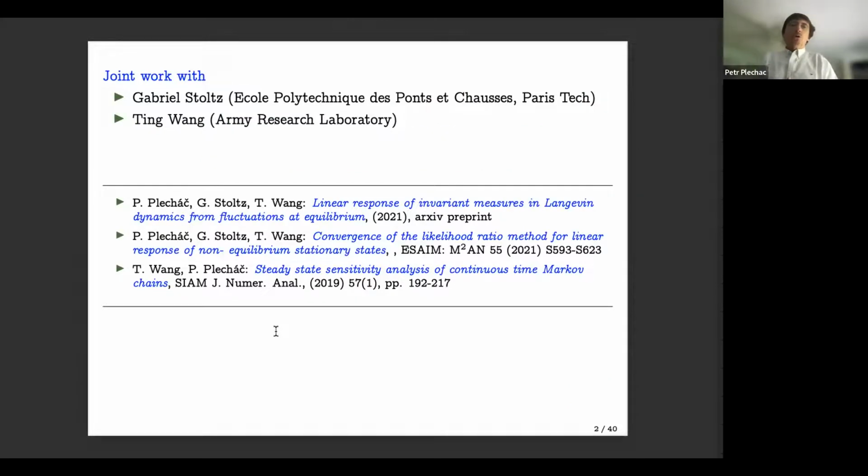This is joint work with my former postdoc, Ting Wang, and our collaborator and friend from Paris, Gabriel Stoltz. And we have been developing and applying this methodology of using likelihood ratio methods for estimating these derivatives of expected values, derivatives with respect to parameters, over the last couple of years. There are also some publications related to it, which I listed right at the beginning.